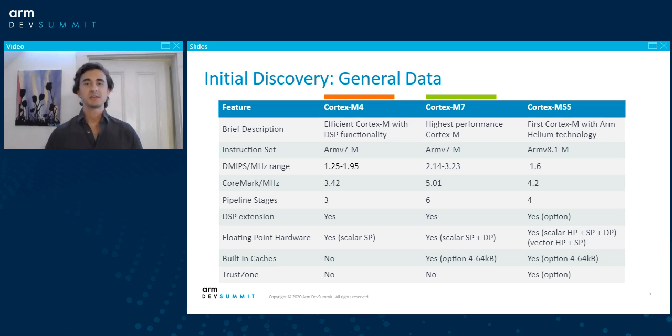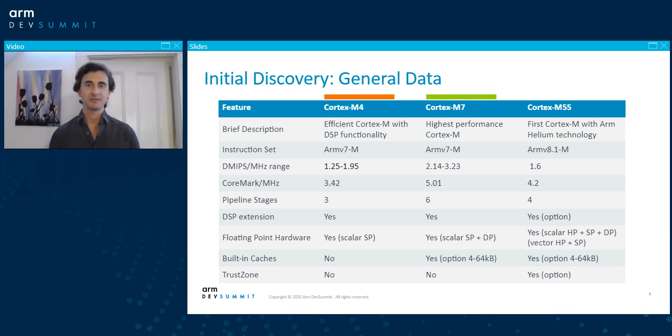The next one to consider is the M55. And looking over at the performance metrics, the DMIPS, the CoreMark score, the pipeline stages, those aren't up to the same standard as the M7, but it has an option for a vector floating point unit, and that's the Helium technology that Pareena mentioned earlier in the presentation. And that significantly improves the performance of machine learning oriented workloads. So the M55 actually could perform better based on the workloads that Tom has.